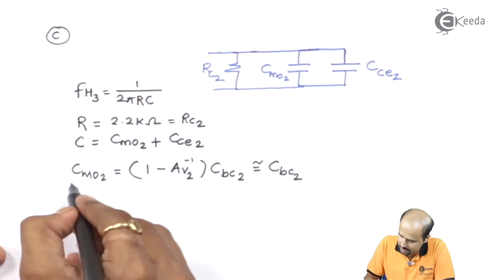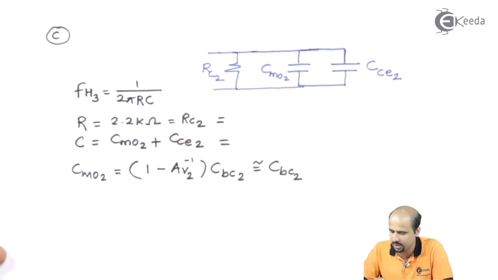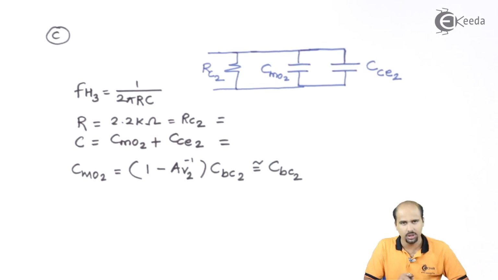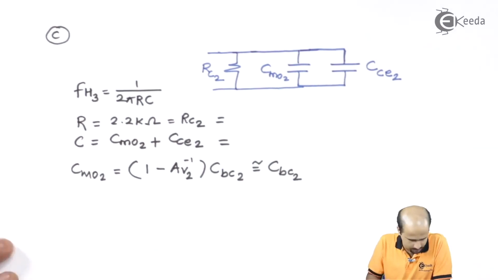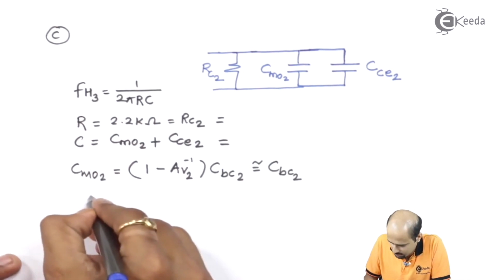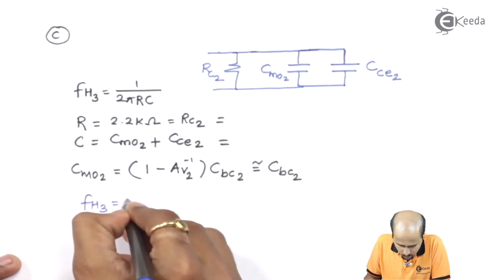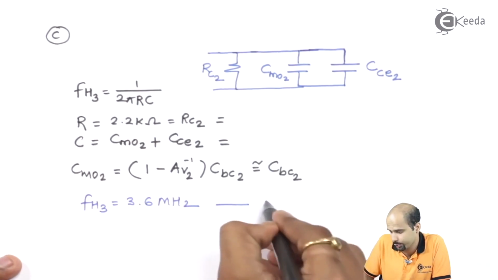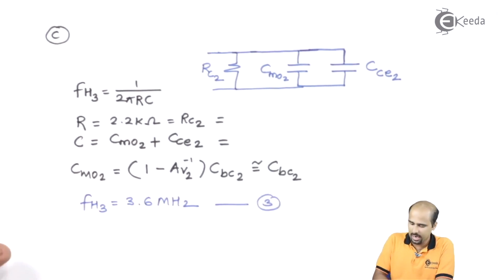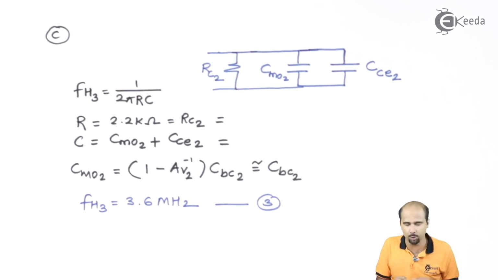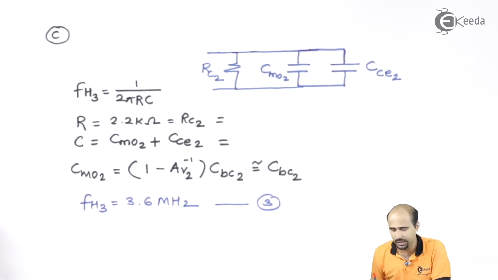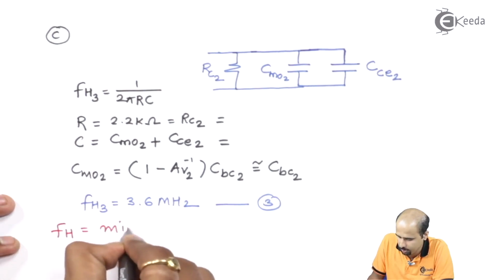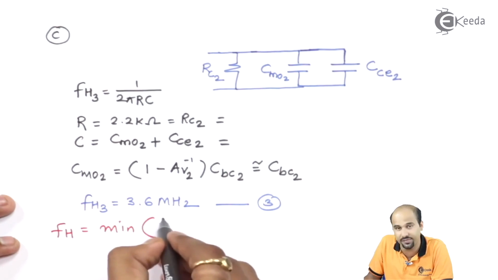So here we will see what's the value of C and what's the value of R. Calculate this value, put this value in this particular formula, and you'll get the value. Here we'll be getting a very high value, and this value FH3 comes out to be 3.6 megahertz. It's a huge value. So third value we have got, and now we have to conclude our complete numerical to find out the higher cutoff frequency. I can say that higher cutoff frequency is nothing but the minimum value out of FH1, FH2 and FH3.